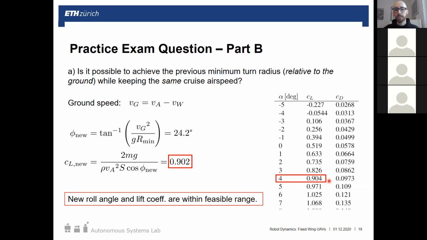The other thing that'll happen on the exam with this kind of table is that we'll just take the closest value. I don't want anybody wasting time trying to interpolate or something. Just closest value. The problem should be designed in such a way that it's quite close to whatever a value might be here. So here we have 0.902, and 0.904 is pretty close. So now we have a new roll angle and lift coefficient.